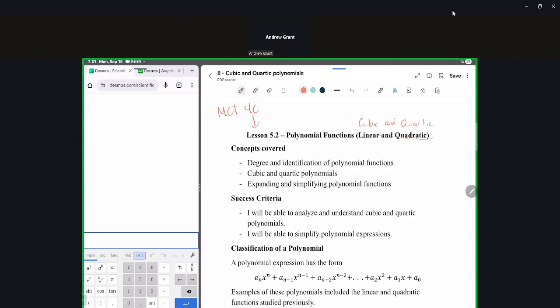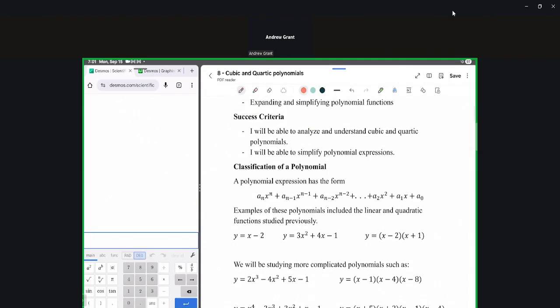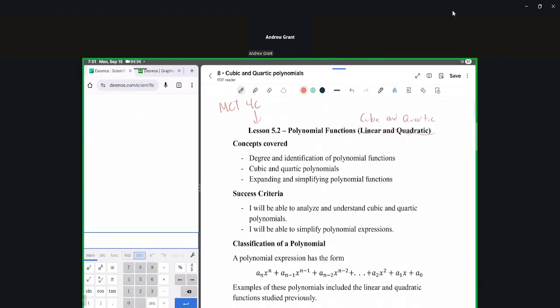Now it's worth noting that I said lesson 5. If you've been having a look through it, it's quite lengthy. It makes a lot of assumptions, hence we have to spend a little bit more time on this. Similar to what we did last time, we will be looking at the degree and identification of polynomial functions. Specifically, we'll be studying cubic and quartic polynomials. If we have time, we're going to be expanding and simplifying polynomial functions. If not, we'll cover that tomorrow. It's not a big deal.